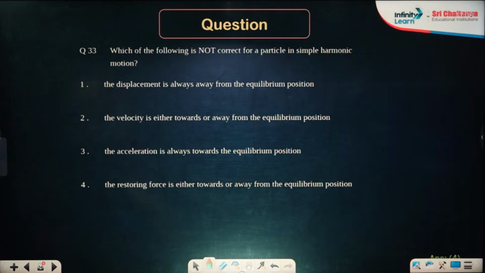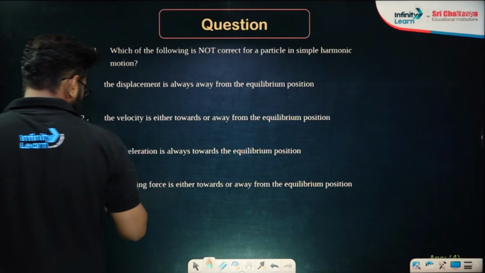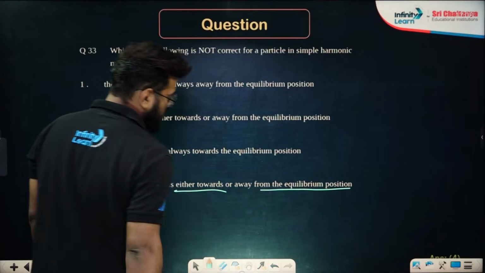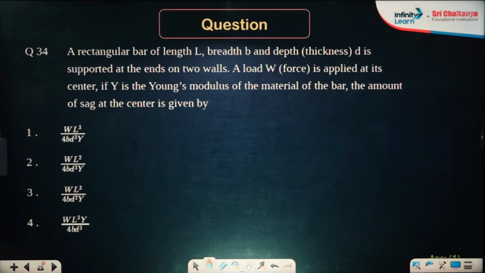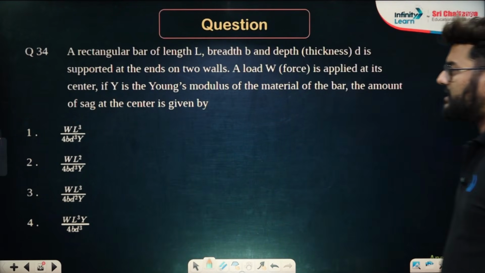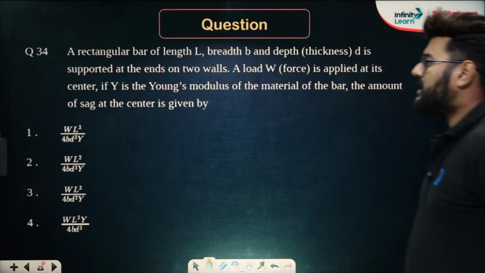Simple. Which of the following is not correct for a particle in simple harmonic motion? Option number 4. The restoring force should always be towards the equilibrium position. So away is wrong. So 4th is the incorrect one. A rectangular bar of length L, breadth B and depth D is at the ends of two walls. A load W applied at its center. Y is the Young's modulus. The amount of sag at the center is.